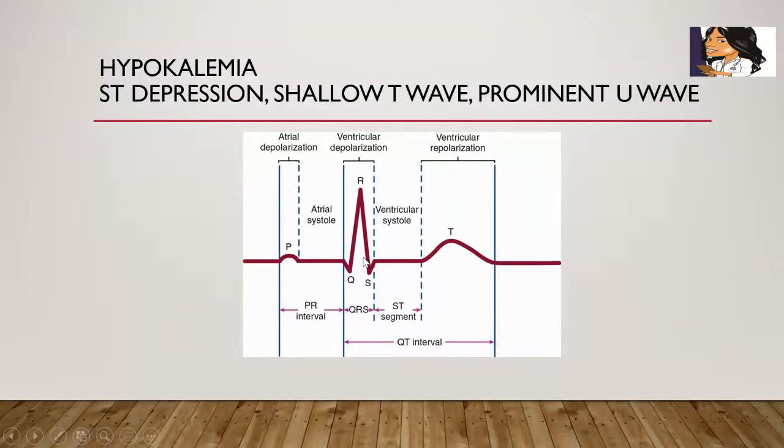So just take a look at this. This is the electrical conduction of the heart. So we have the P wave, which means atrial depolarization. All right. And then you have that PR interval. You have atrial systole. And then you have ventricular depolarization, ventricular systole. And then you have ventricular repolarization.